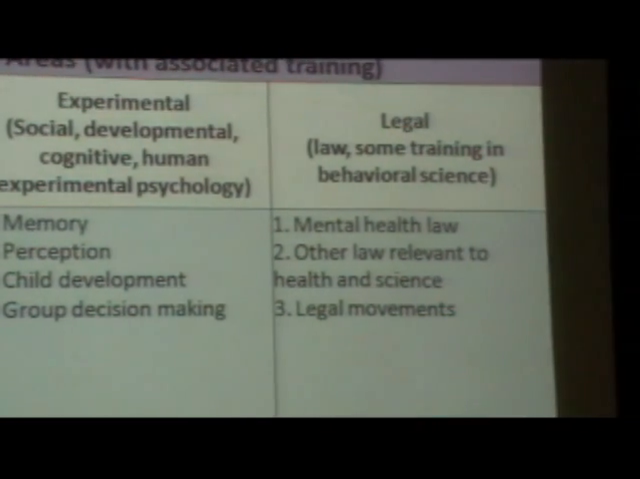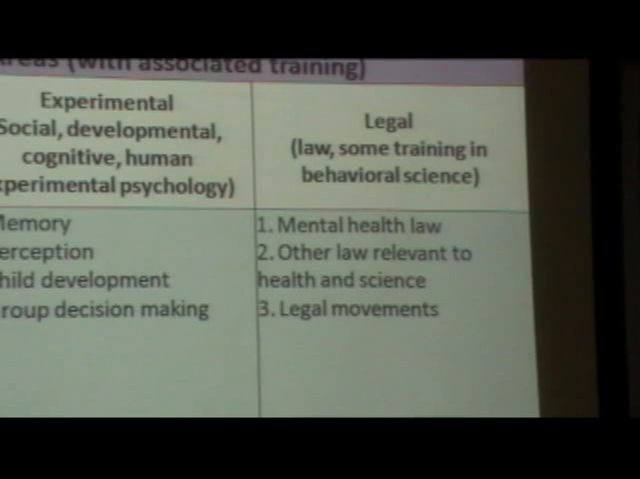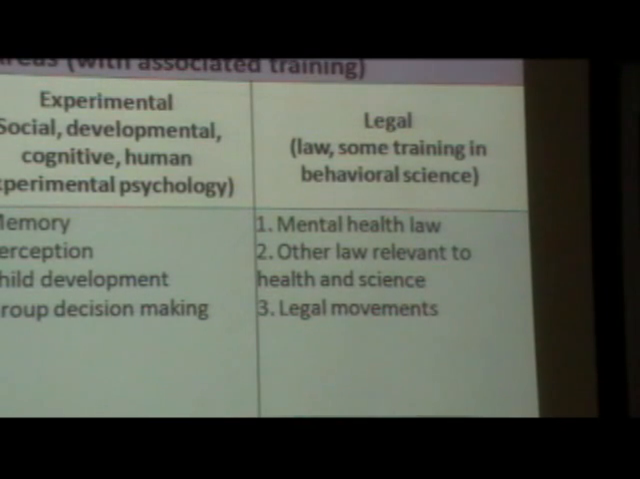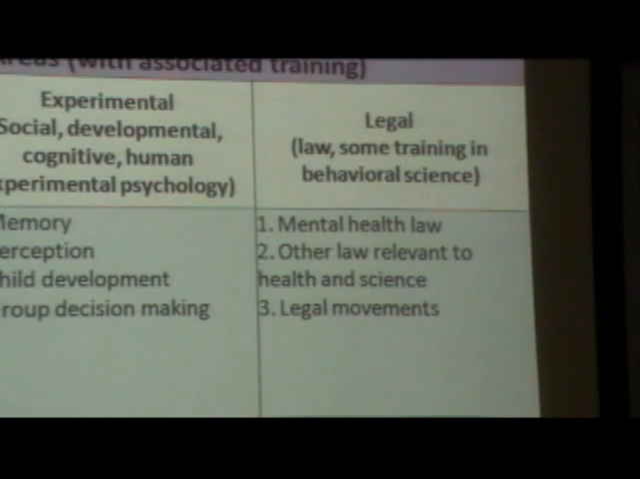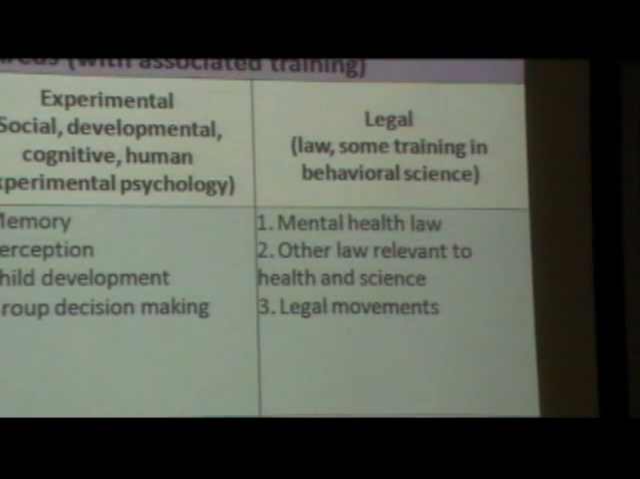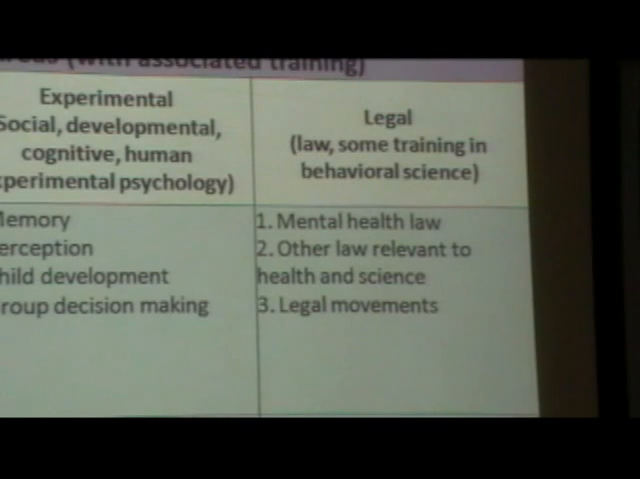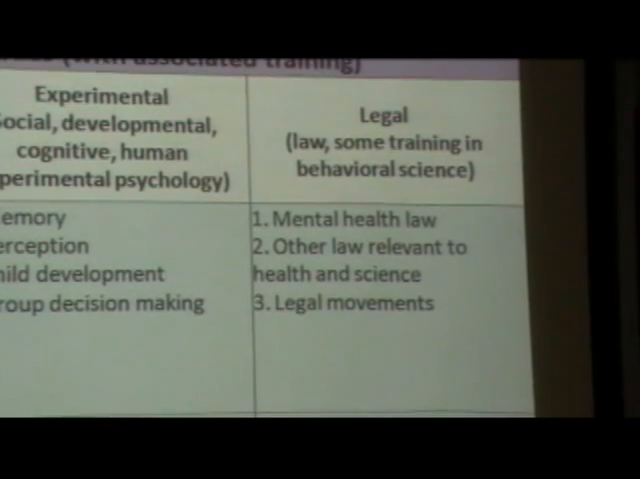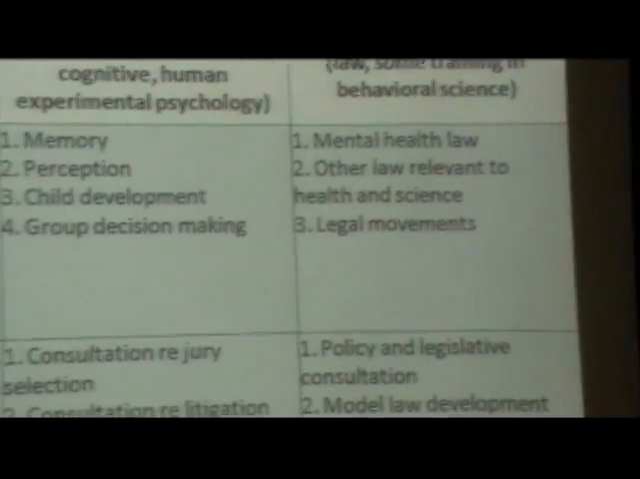And then the third one is the actual legal category, and this would be like developing mental health law or other laws relevant to health and science or legal movements. One example might be the death penalty. As a forensic psychologist, you might look at the research and make some conclusions on the death penalty, and you might try and advocate based on what you know from the research to develop model laws, or laws that are relevant to mental health based on science.